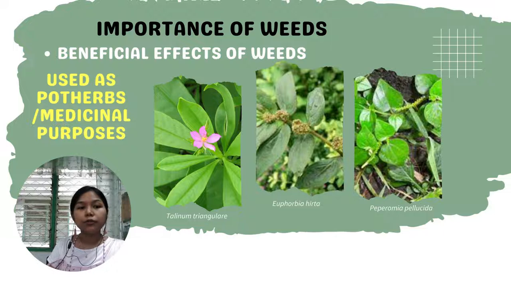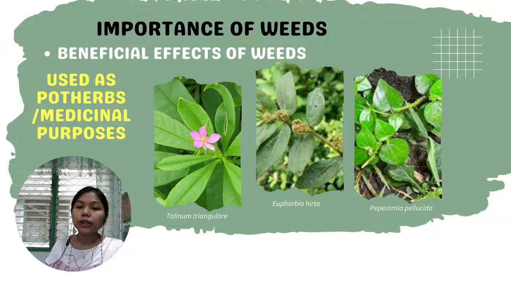Then we also have this Euphorbia hirta or the tawa-tawa. So it could actually treat some respiratory ailments such as cough, bronchitis, or even asthma, or even worm infestation in children. Tawa-tawa is also very effective in pimple control, or even in digestive problems and tumor.